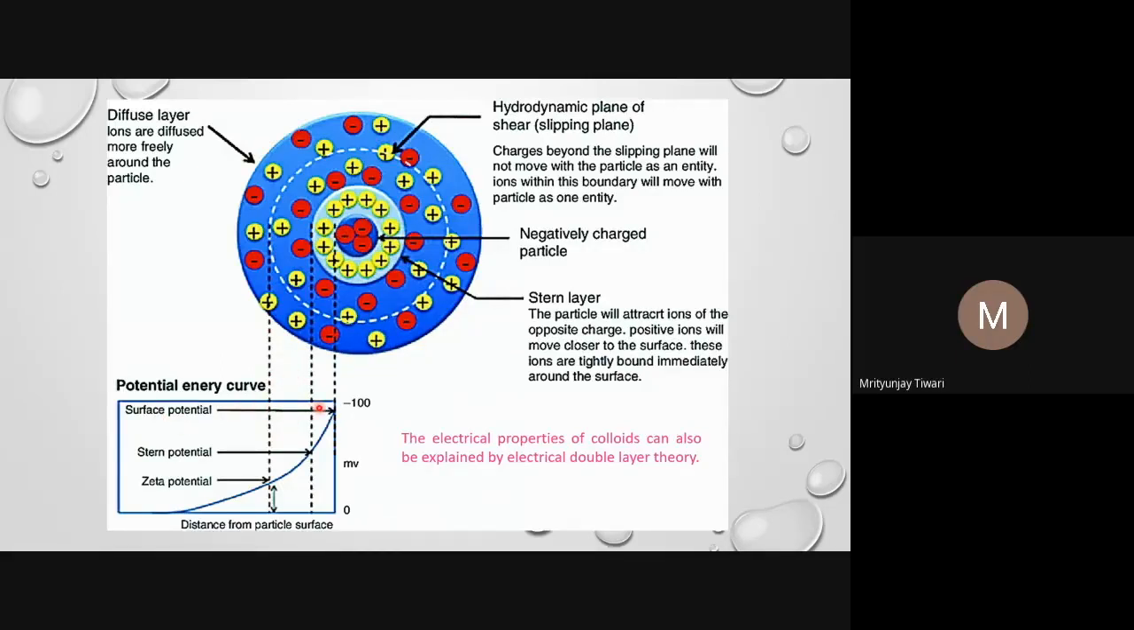So what is surface potential? It is the potential at the surface of the colloidal particles, and the surface of these colloidal particles also contains certain adsorbed ions, because of which these surfaces have a certain type of charge, whether positive or negative. And these adsorbed ions are in the first layer, the Stern layer or the fixed layer, and the potential at this point is called the Stern potential.